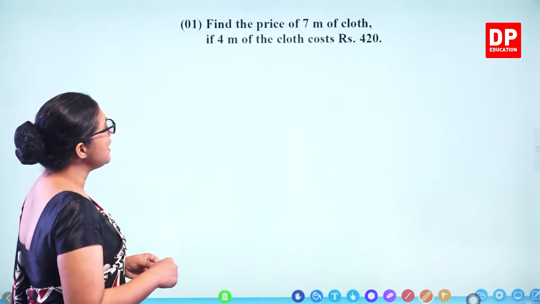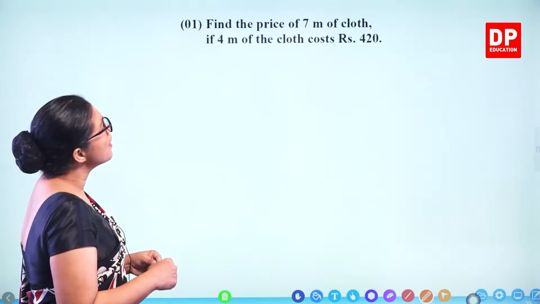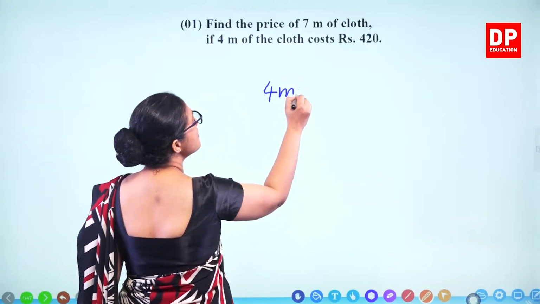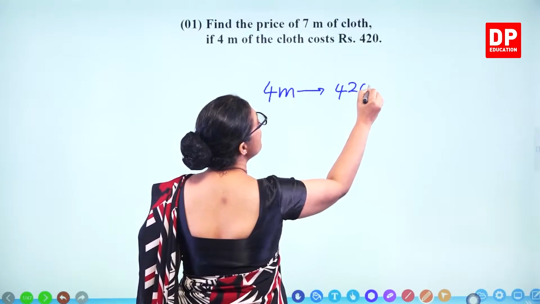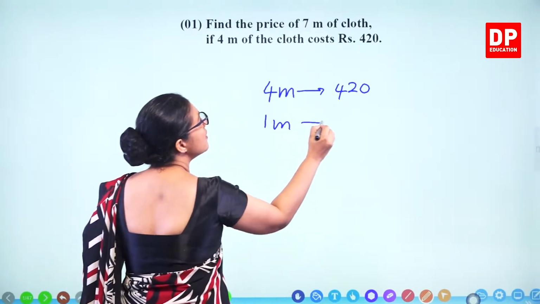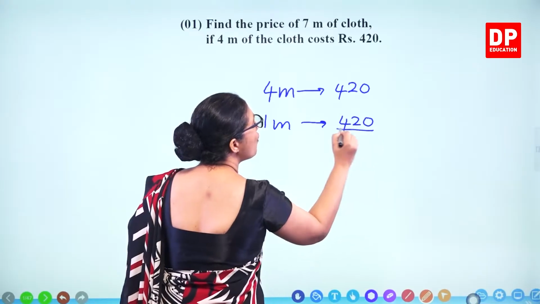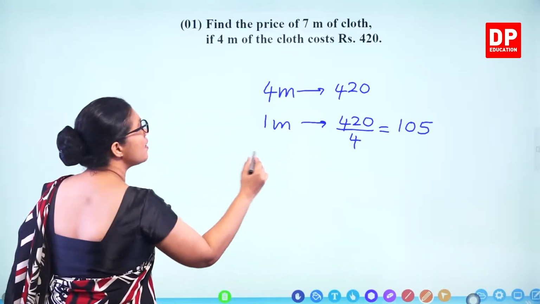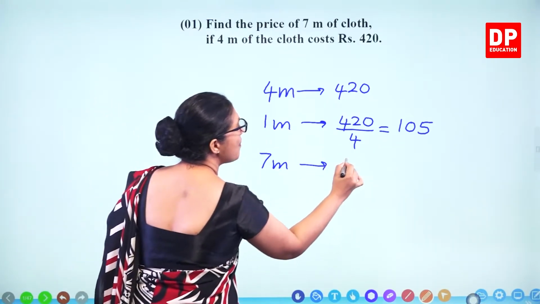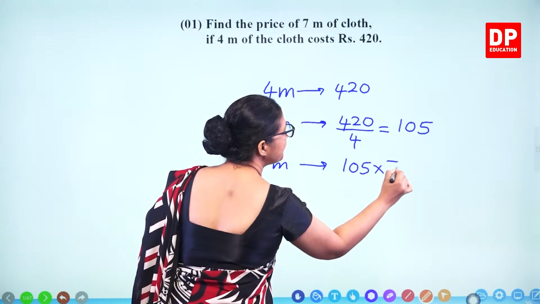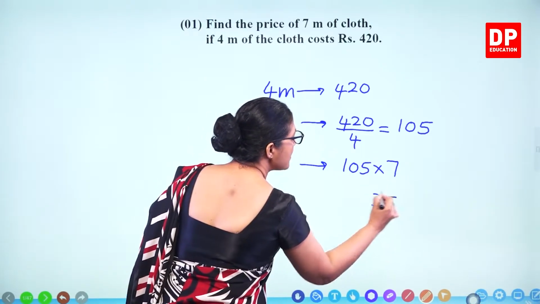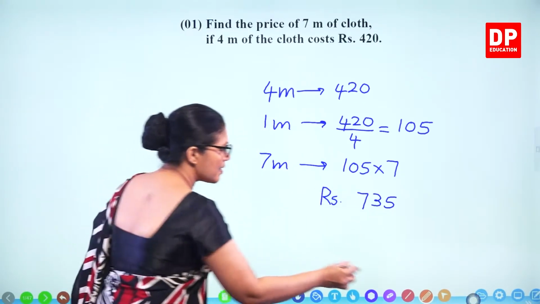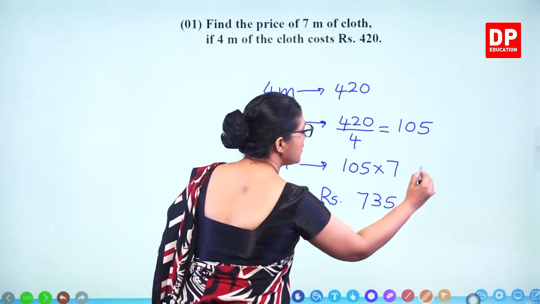Find the price of 7 meter of cloth if 4 meter of the cloth cost 420 rupees. So 4 meters is 420 rupees. So what about 1 meter? You have to divide this by 4. That's 105 rupees. Then what about 7 meters? Multiply this by 7. 7 times 5 is 35, and 7 times 1, 7. 735 rupees. So you get 2 marks for this question.